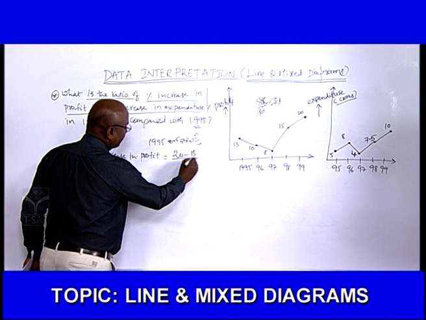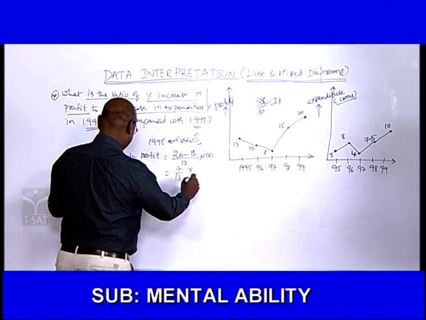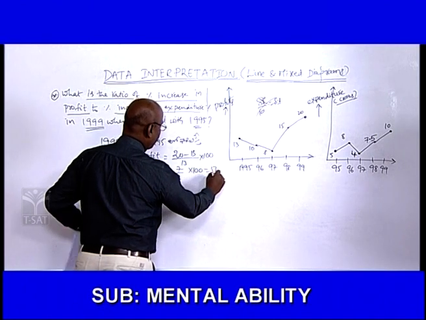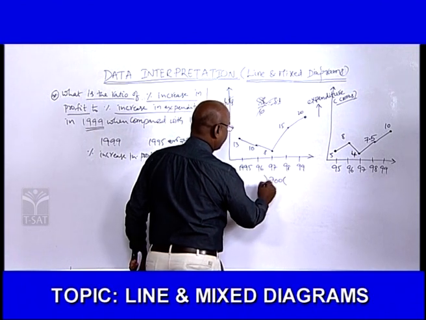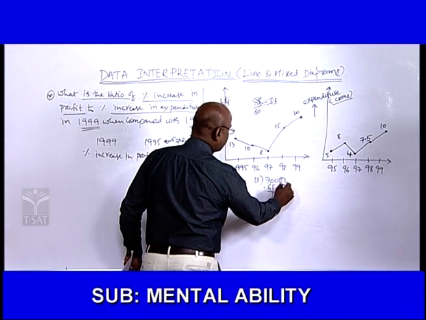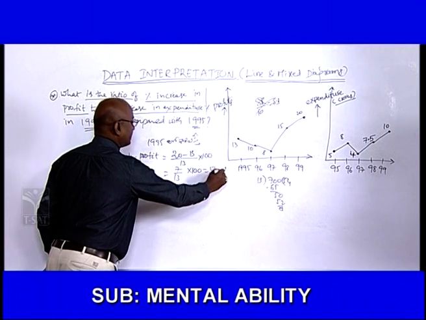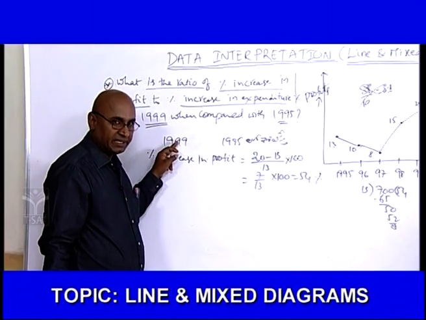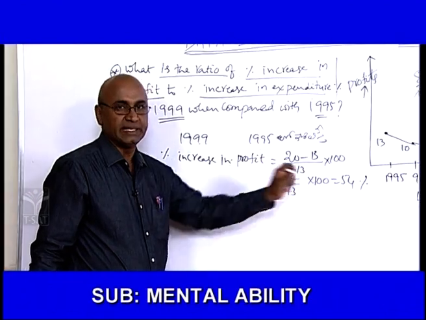Comparing value 13 into 100, that is equal to 7 by 13 into 100, which is 700 by 13. 13 5s are 65, so 50, and 13 4s are 52. Approximately it is 54%. Percent increase in the profit in the year 1999 when compared to 1995 is 54%.